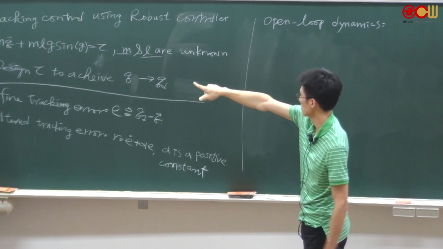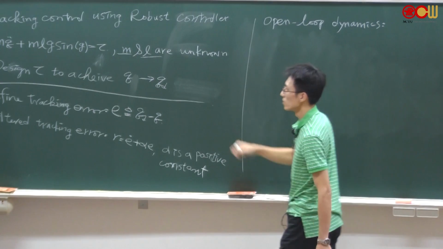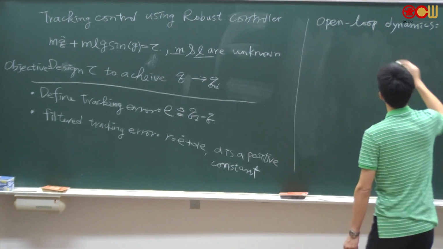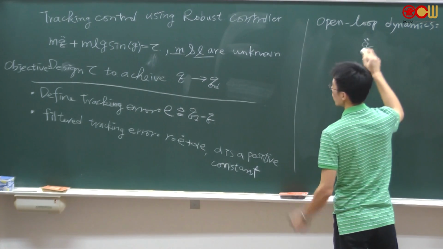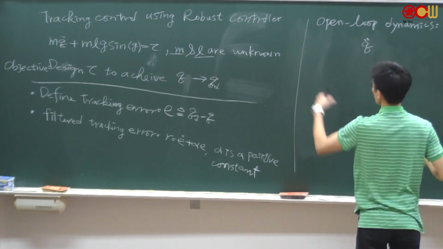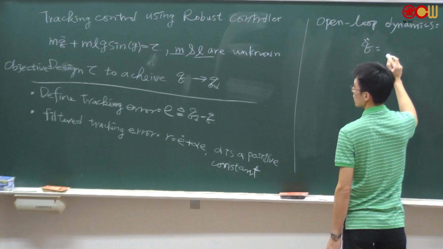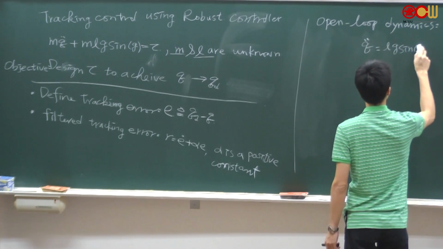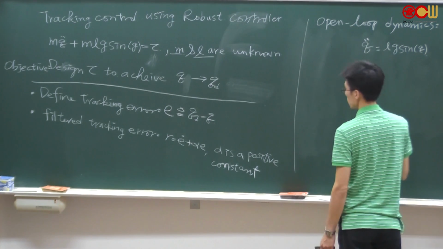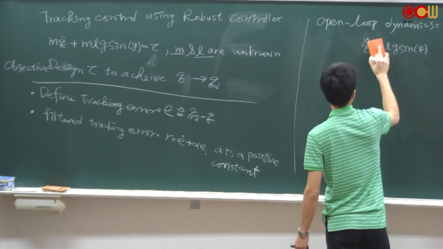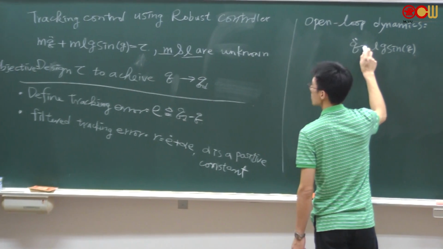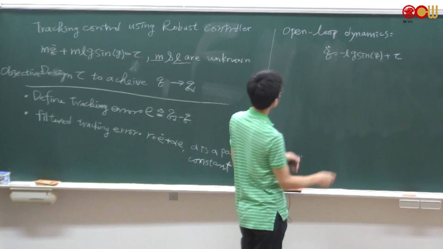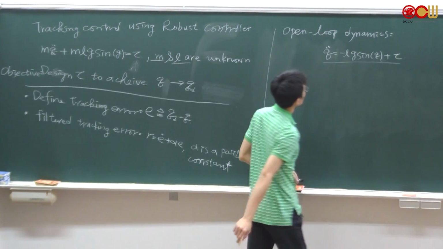Open loop dynamics: according to that, we divide by m on both sides of the equation. You got, and move the second term to the right, you got Q double dot equal to G sine Q, and that's a minus. So this is the open loop dynamics.